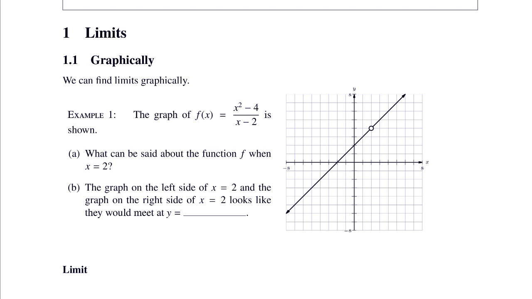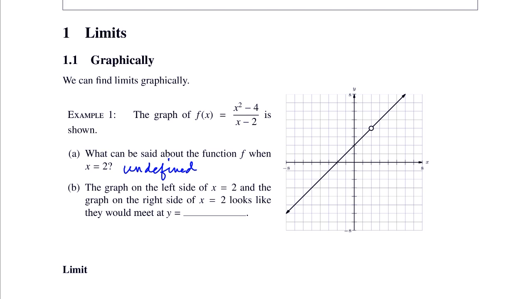Who knows what we would say about this function at this point right here? Well, about the function itself, not even about the limit. Just the function itself. What does this open circle represent? Undefined. That's right. When a function is undefined at a certain point, it means that we can't find the y value at that point. That's what an open circle will represent on a graph.